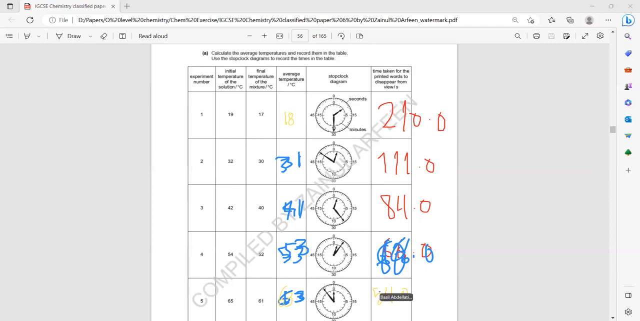So it was 18, 31, 41, 53, and 63. And the time was 210, 111, 84 seconds. This was 66 and 54.